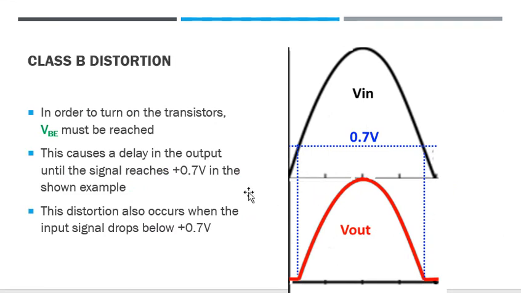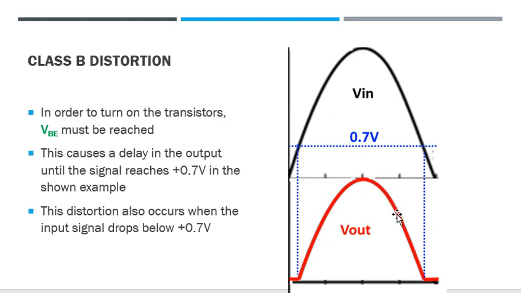One of the things that happens is that in order to turn on the transistors, we have to reach 0.7 volts base emitter voltage. So I'm looking at just the positive signal coming in, the positive half cycle, and this is our input voltage. It has to climb up to 0.7 volts in order to turn on the transistor and have that transistor start conducting. So we get a little time frame here where nothing happens. It's climbing up, nothing happens, then the transistor starts conducting on its output.